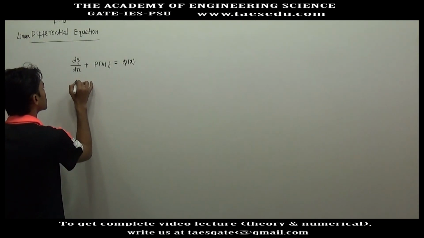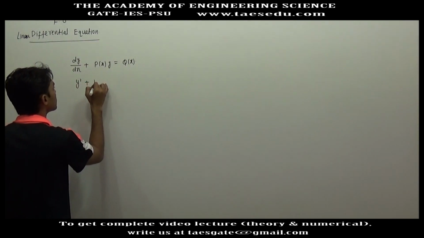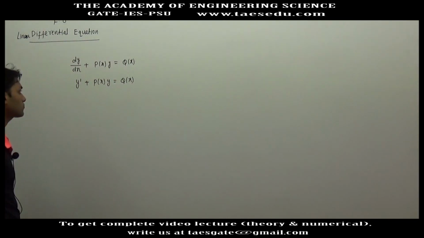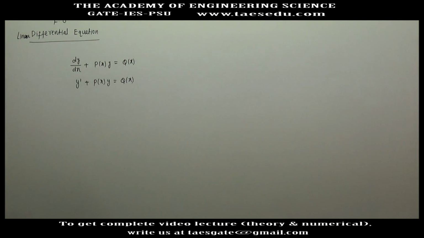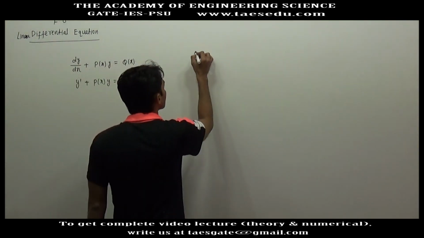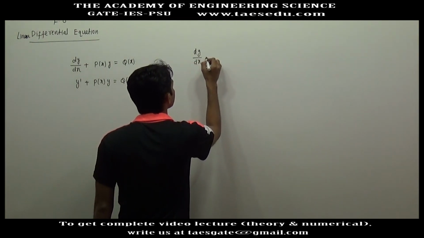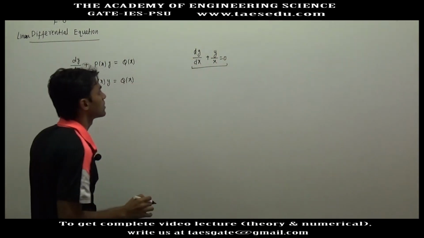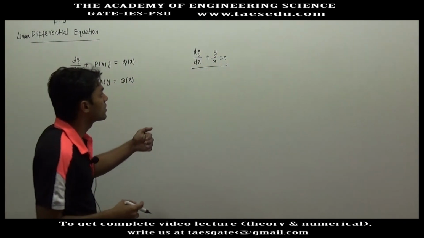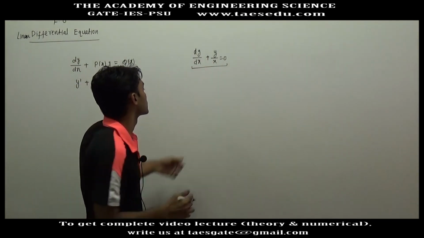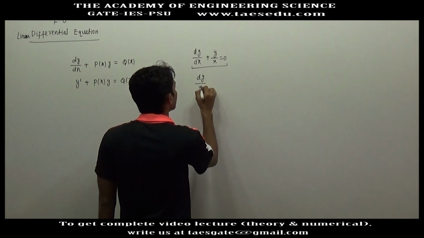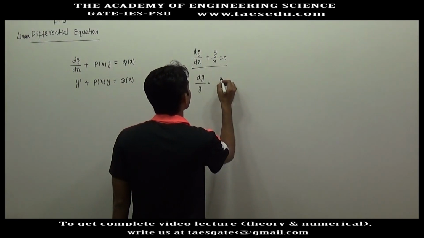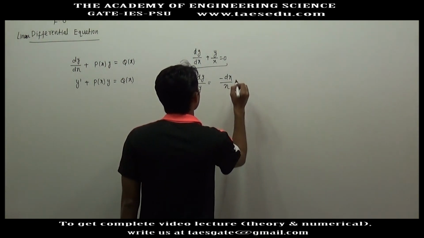This may also be given in this form: y dash, the first derivative, plus p(x) y is equal to q(x). Now when we took the simplest example, dy by dx plus y by x equal to 0, why was this easy to solve? Because in this case we were able to separate out y and x. What we got here: dy by y equal to minus dx by x.